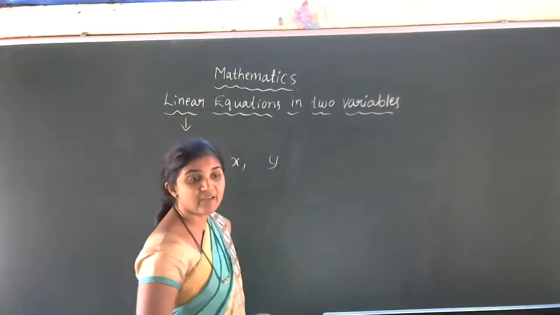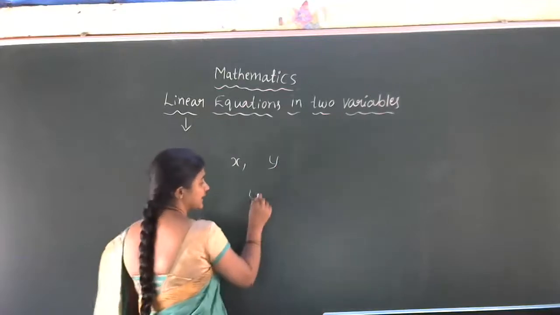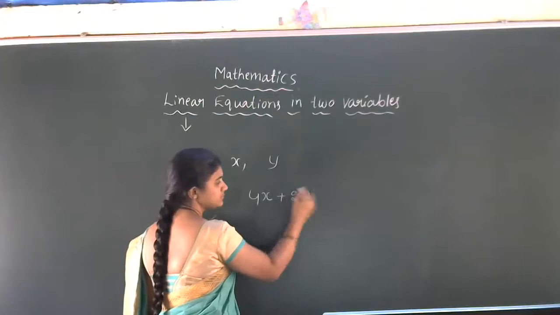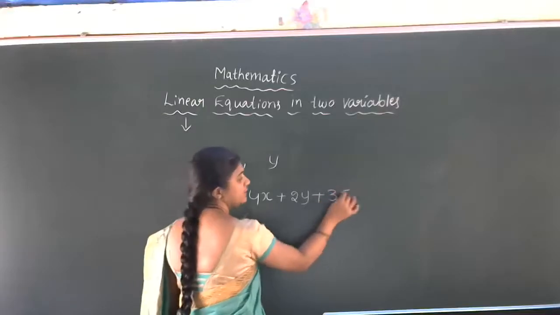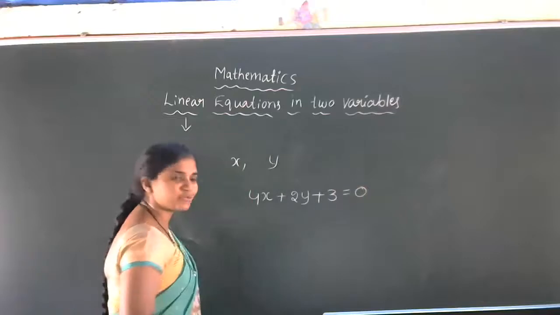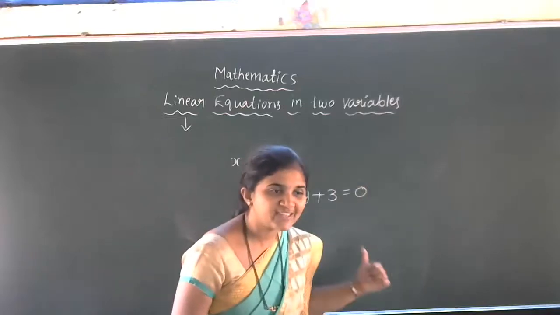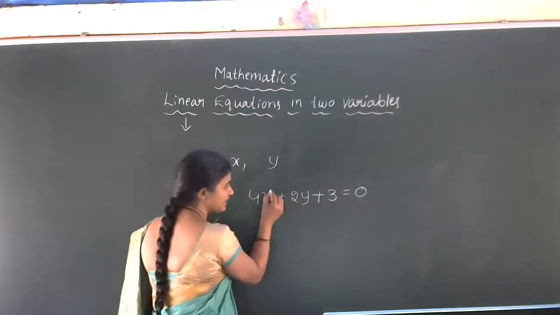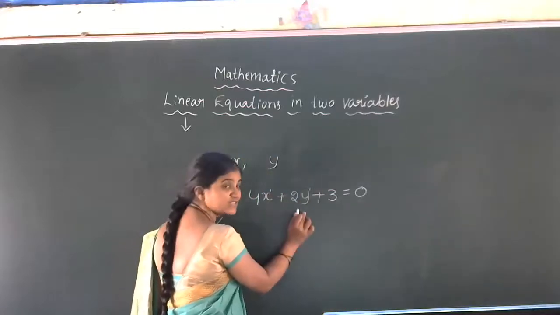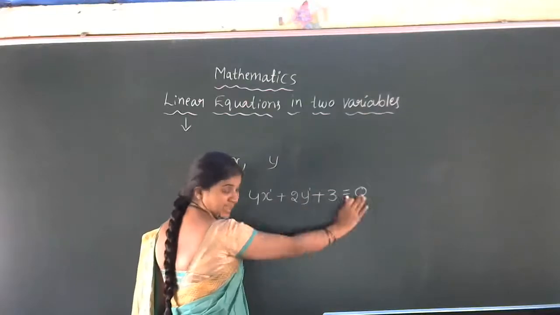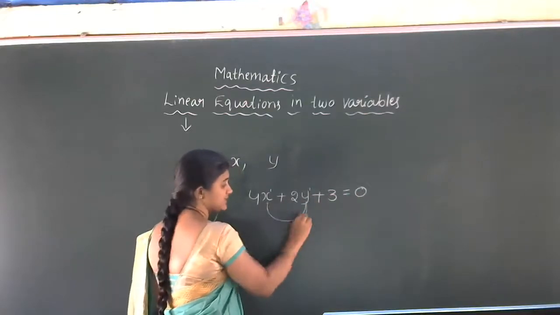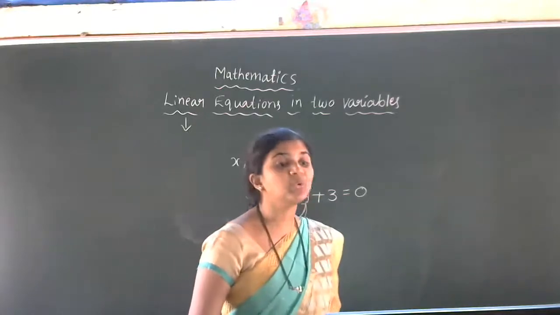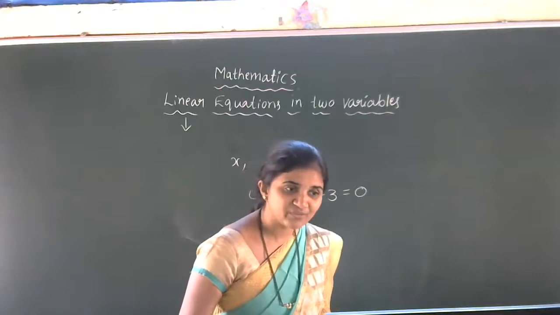Linear in the sense variable degree is 1. That is 4x + 2y + 3 = 0. You just observe this equation. So can we take this as a linear equation in two variables? Yes, of course. See here the power is 1. Power is 1 in the sense degree is 1 here. Linear equation in two variables. x and y are the variables. Linear equations in two variables. Got the idea of this concept, students?